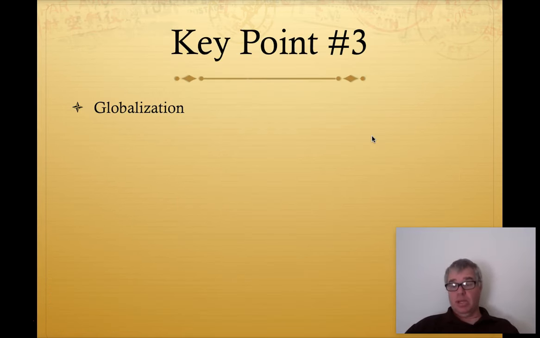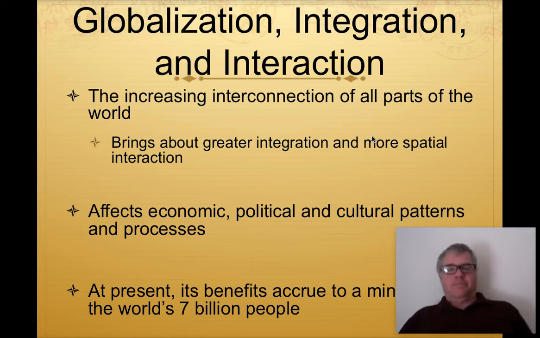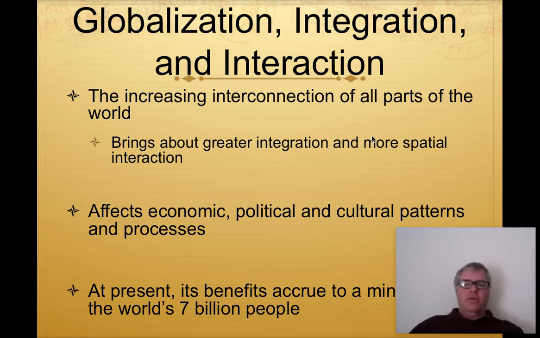I bring them up again here briefly because they tie directly into our discussion next here of globalization, which here we are, key point number 3. All right. As most people are aware, there's an increasing interconnection of all parts of the world where different parts of the globe are brought into more interdependency and integration and interaction. And this affects economic processes, political processes, and also cultural patterns.